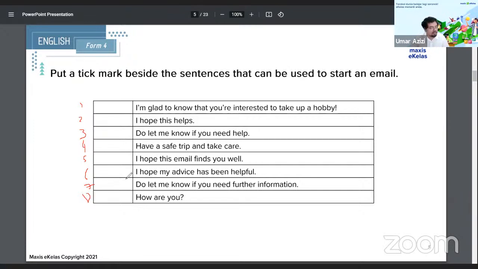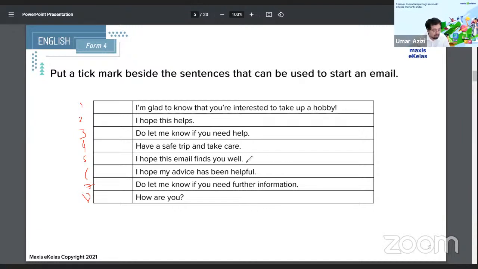So number 1, I'm glad to know that you're interested to take up a hobby. Number 2, I hope this helps. Number 3, do let me know if you need help. Number 4, have a safe trip and take care. Number 5, I hope this email finds you well.